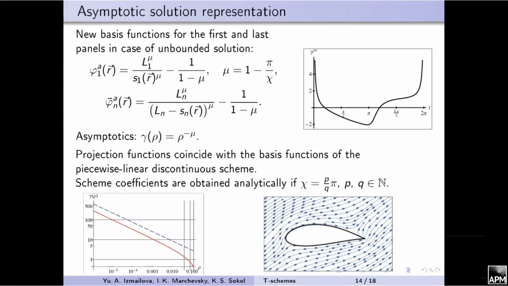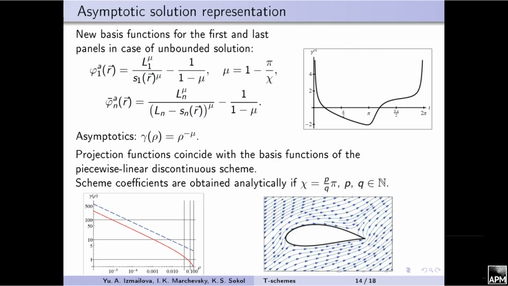So it's necessary to correct our numerical schemes. It is known that the asymptotics of an unbounded solution has this form, where rho is the distance to the sharp edge, and theta is the outer angle. So we will consider the piecewise linear scheme for further correction.